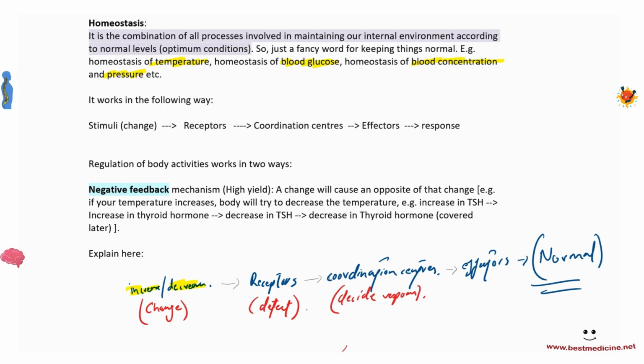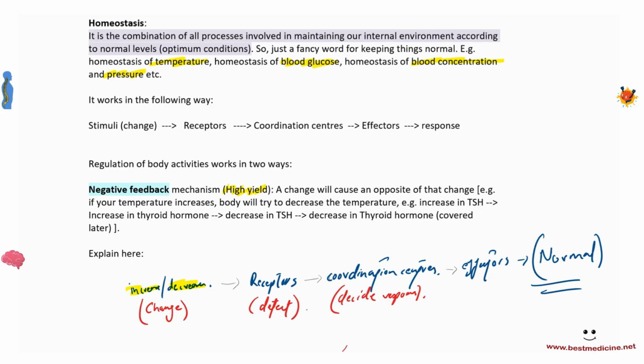What is a negative feedback mechanism? Negative feedback, which is a high yield term you need to be aware of, essentially means processes that cause the negative of a change. For example, an increase of anything causes a decrease in that thing. An increase in blood pressure will cause, as a result, a decrease of blood pressure.